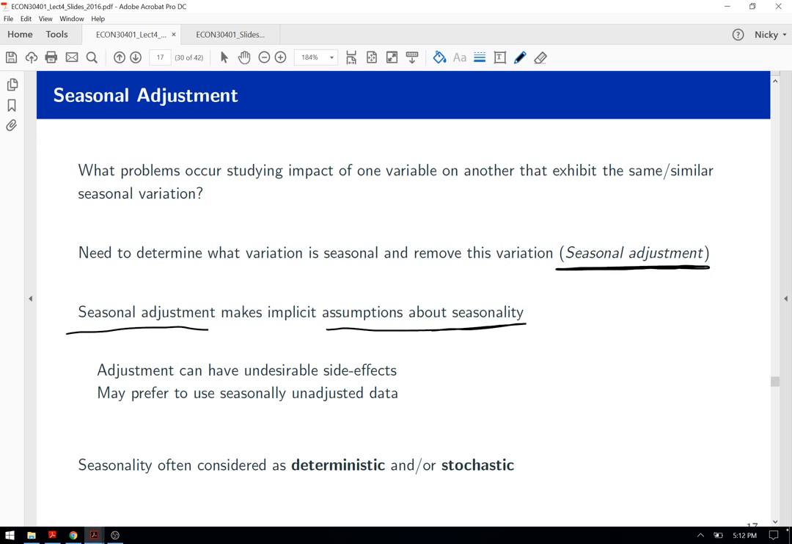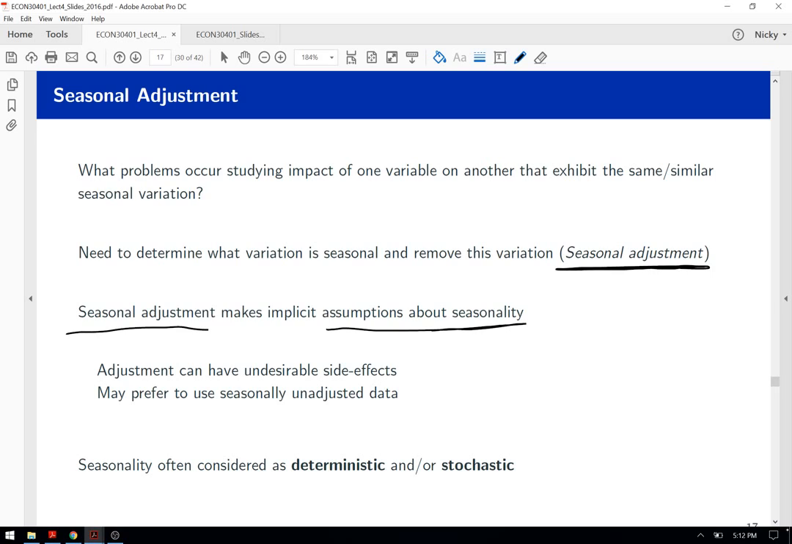But again, this adjustment could have undesirable side effects. Namely, we may think something is just seasonal variation when it might not be. It might come from some underlying economic factors which are interesting to us. So we may adjust the data too much, for example. We may take out too much of the variation. Okay? So let's stop for any questions as we go along.